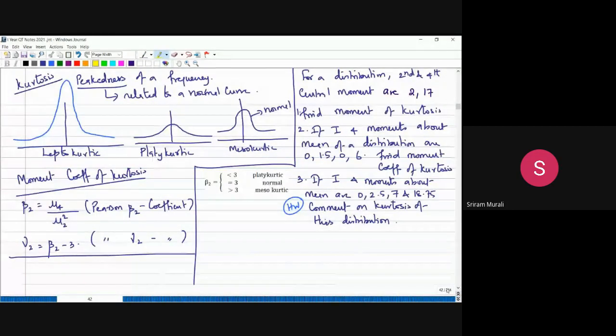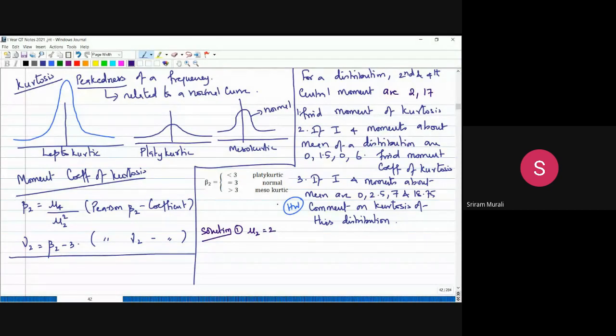Now I have to find what this is. First, solution to one. What is given? What do I want to find? Mu2 is given: variance is given as 2.